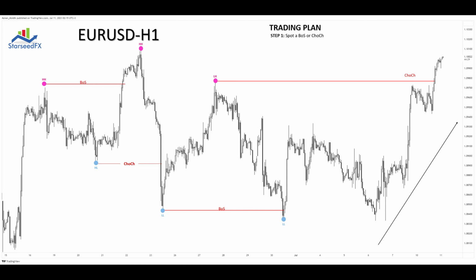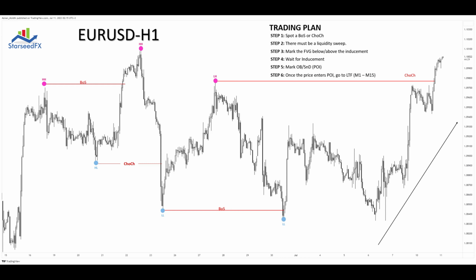Step 1. Spot a break of structure or a change of character. Step 2. Look for liquidity. Step 3. Identify and mark the fair value gap. Step 4. Patiently wait for inducement to take shape. Step 5. Pinpoint and mark the order block or point of interest. Step 6. Once the price ventures into the point of interest, switch to a lower time frame such as M1 to M15.